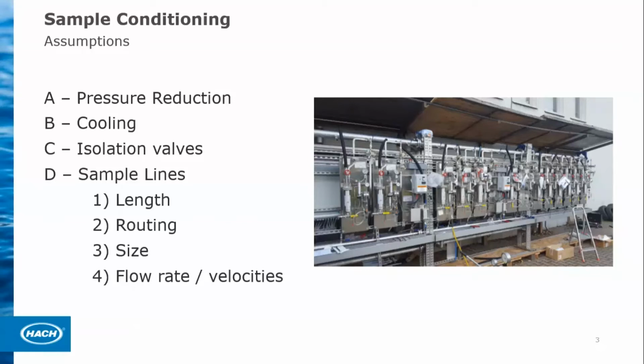Again, proper pressure reduction, cooling, having the right isolation valve, the sample lines, making sure that the length, the routing, the size, flow rates, all those kind of things are designed appropriately. Because if they're not, no matter how much care we take in sampling properly, we're not going to get a good sample. We don't have time to really spend on all of this, but again, we're making the assumption that all of these things are in place.